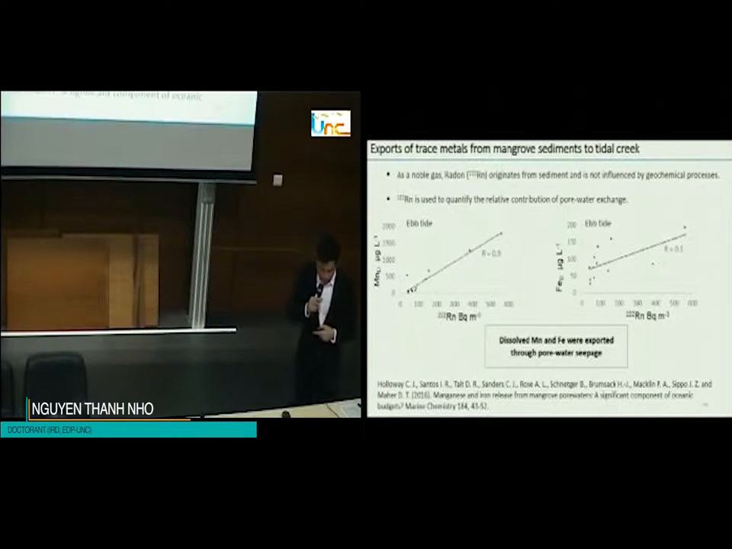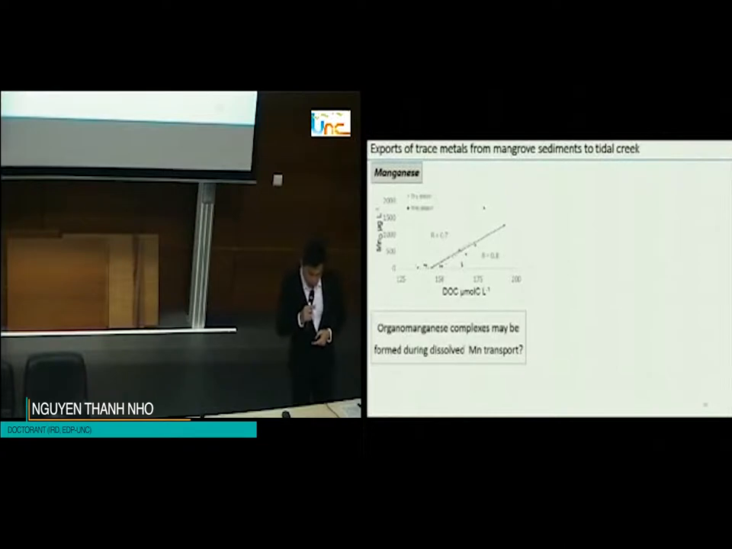Considering the positive correlation between the dissolved manganese concentration and the dissolved iron concentration and radon, this is evidence that the increase of dissolved iron and manganese during the ebb tide in the tidal creek were exported from the mangrove sediment through the pore water seepage, as observed in the Australian mangrove by Holloway 2016.